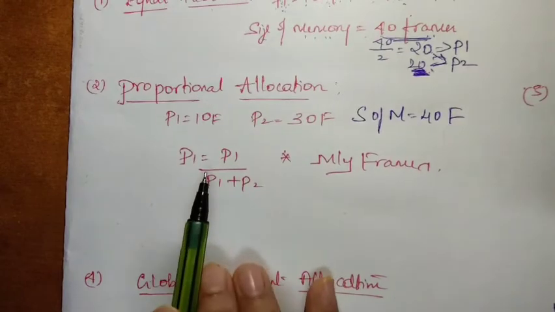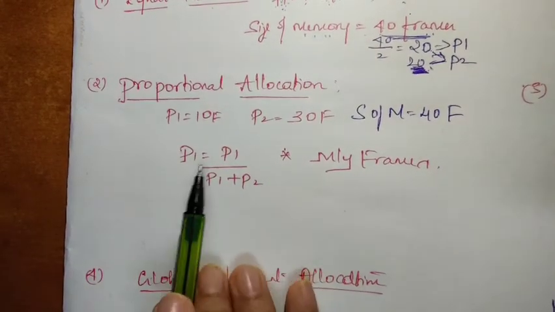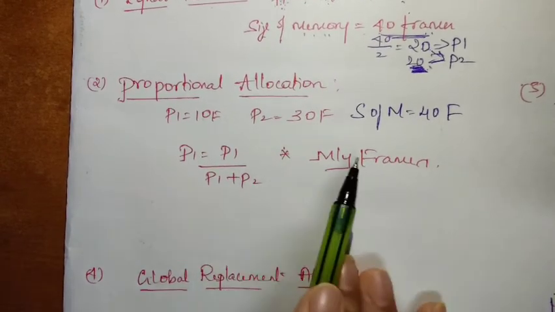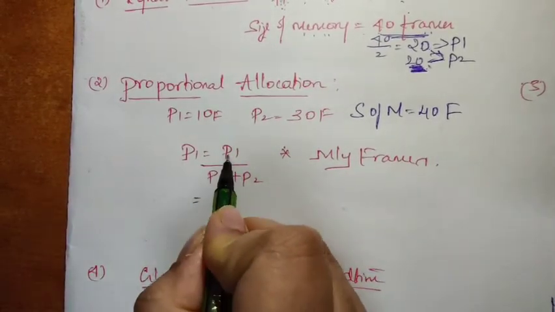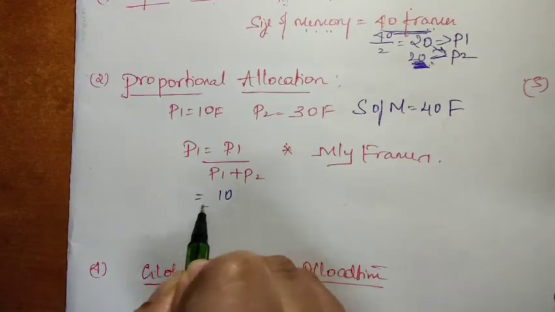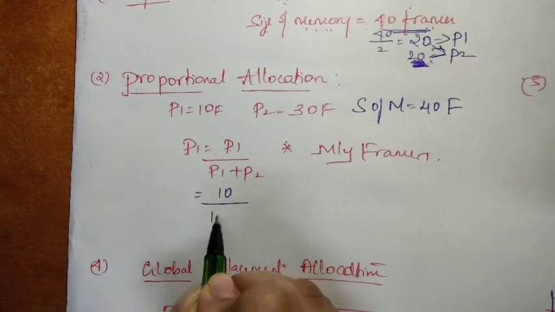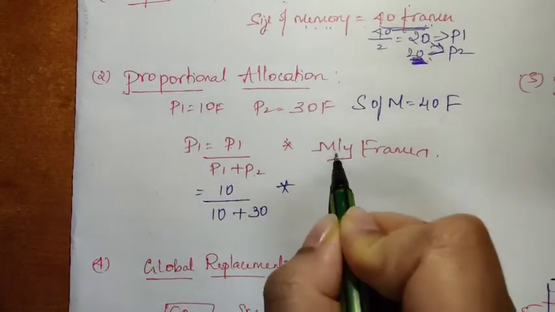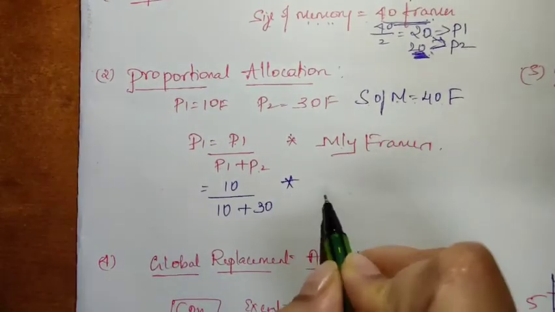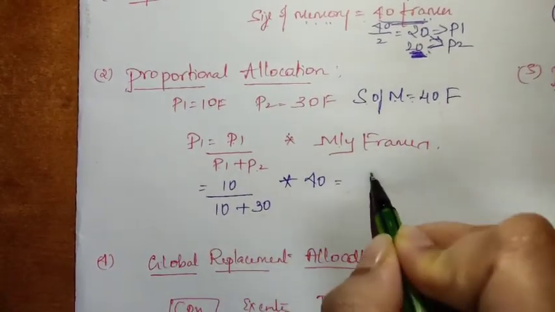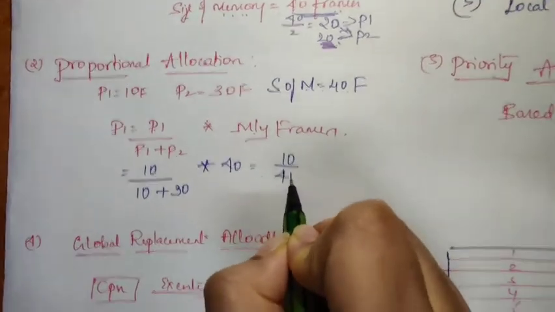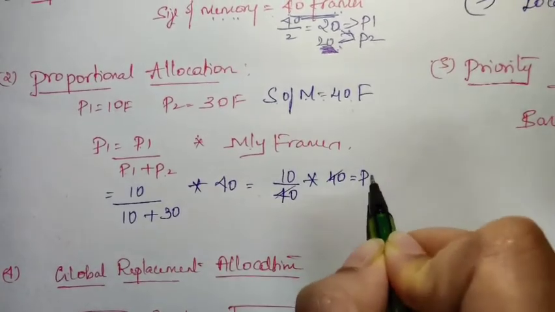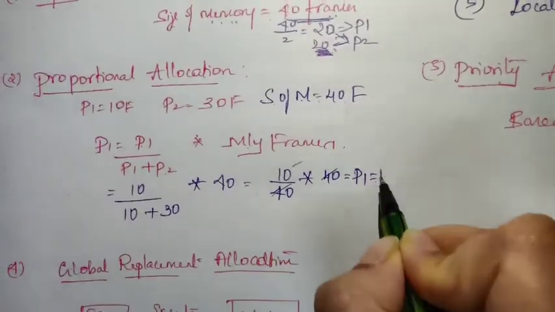So how is it going to be allocated? By using this formula: P1 is equal to P1 divided by (P1 plus P2) times memory frames. Here P1 requires 10, so the size of P1 is 10, P2 requires 30, and the size of the memory frames is 40. So 10 divided by 40 times 40.